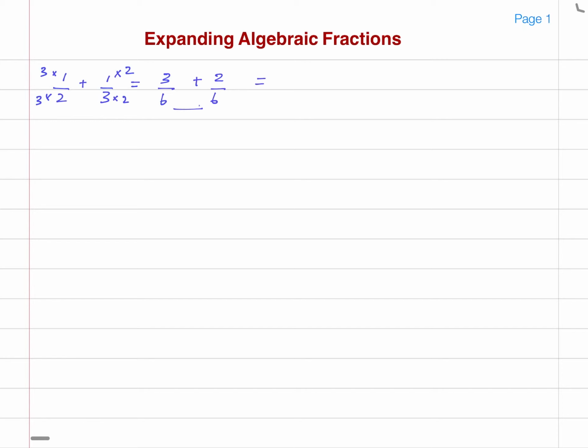So the common denominators are matching each other, so the numerators we can add. So it's going to be 5/6. And this is our first example.